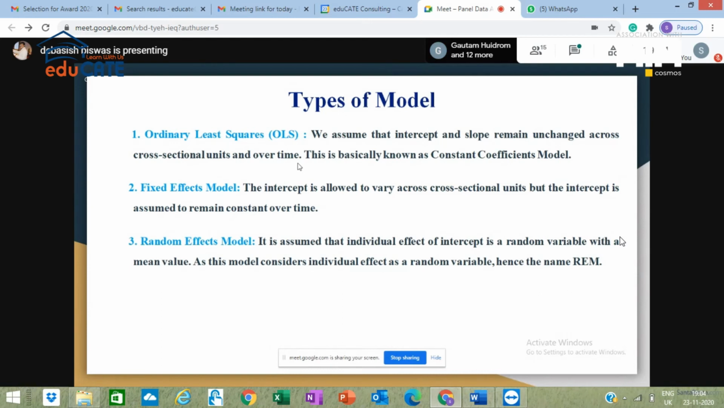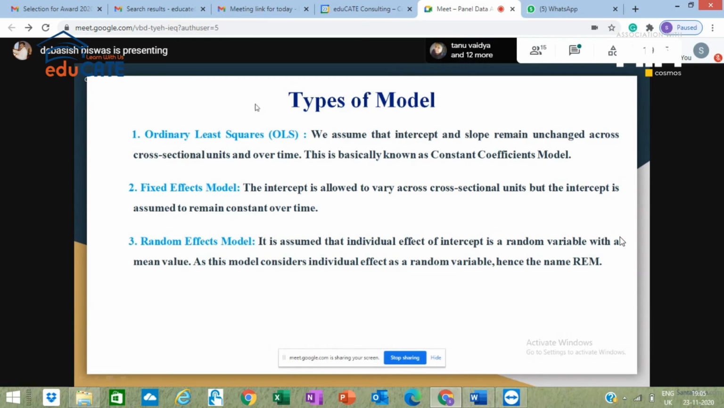In the case of the pooled regression equation, our assumption is about the intercept. When you consider the regression equation, there are 2 things: one is the intercept, and another is the slope. The intercept does not change across cross-sectional units. That means what is our assumption? Our assumption is that all cross-sectional units are the same. There is no difference. We are pooling them.